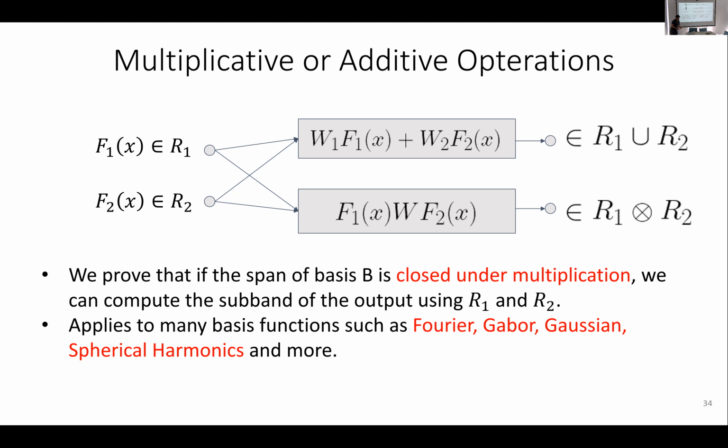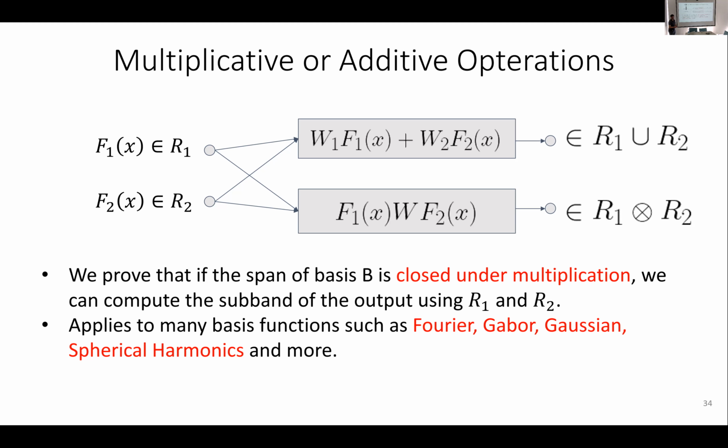What we do is we prove that under some condition, as long as the basis that we are looking at is closed under multiplication, then we can explicitly compute the output subbands using the input subbands R1 and R2. And this applies for many basis functions such as the Fourier, the Gabor, and spherical harmonics, and many more. What do you mean by compute? Compute, you want to have an expression that is exactly a function of R1 and R2, an analytic expression of the output.